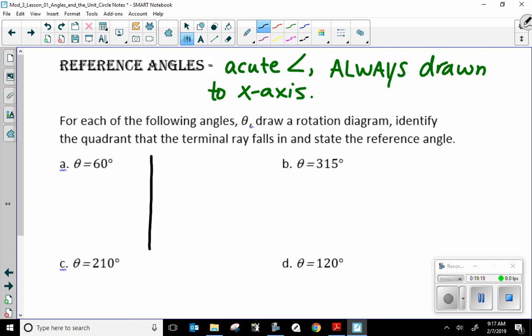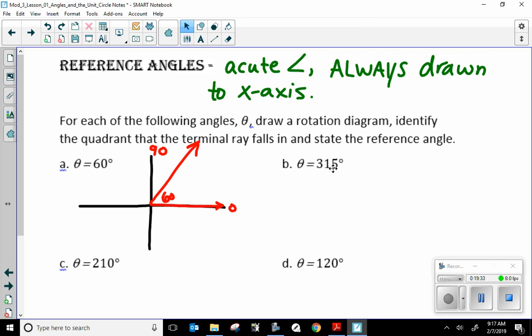Letter A. I almost said number A. Let's draw 60 degrees. If I start here at 0, I know this is 90. I know 60 is closer to 90, so I'm going to do that. This is 60 degrees. Guess what? My reference angle is an acute angle always drawn to the x-axis. Here's 60 degrees. It is between my terminal side and the x-axis, so I'm good. So my reference angle is 60 degrees.